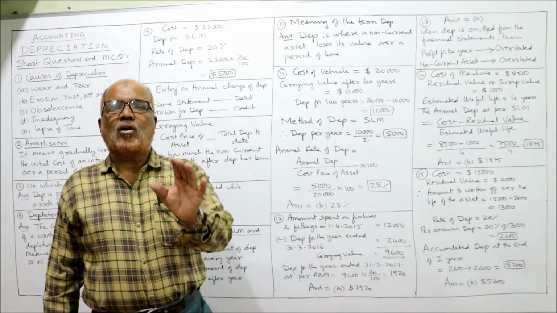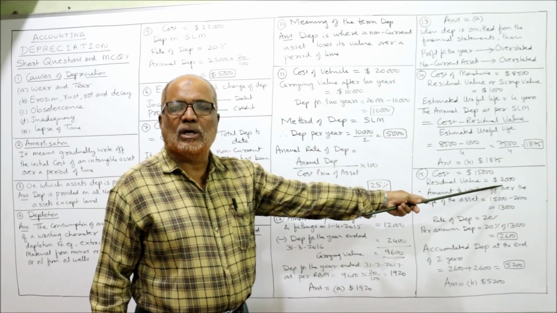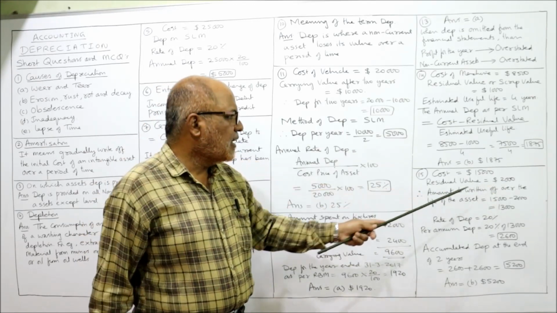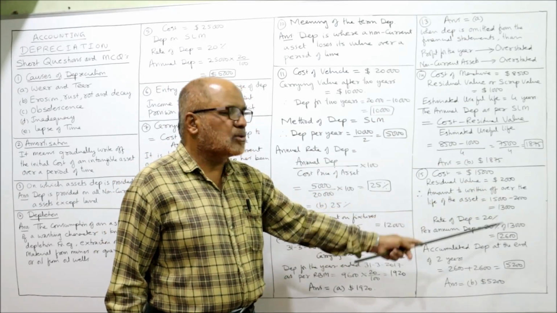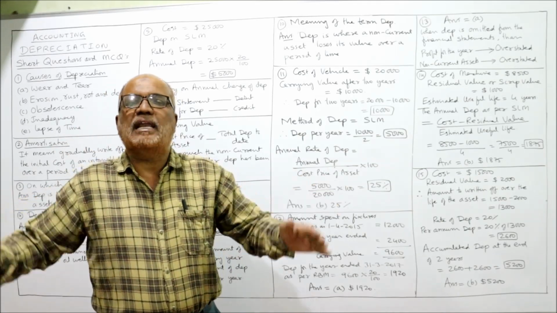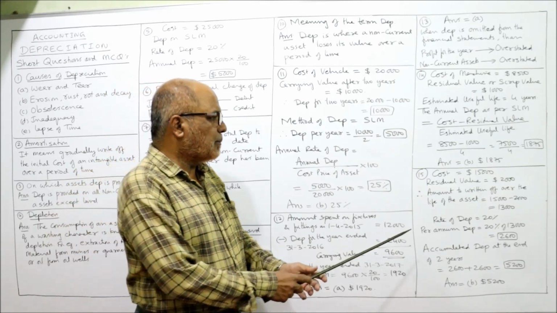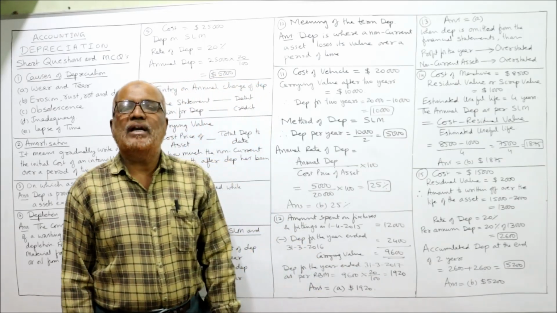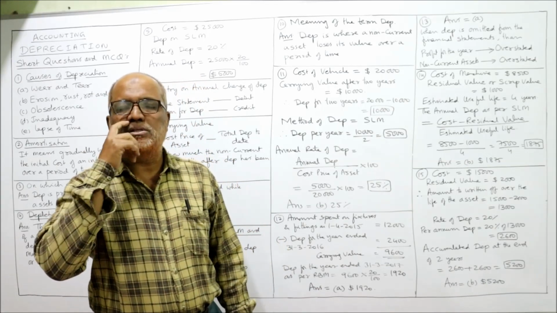First of all, the cost of the vehicle is 15,000. The residual value is 2,000. That means we will get back 2,000 after 5 years. And the amount to be written off over the life of the asset is 15,000 minus 2,000, 13,000. The actual amount which should be spread over the life of the asset is 13,000. So what is the annual depreciation? Per annum depreciation is equal to 20% of 13,000. It comes to 2,600. So for 1 year, 2,600.